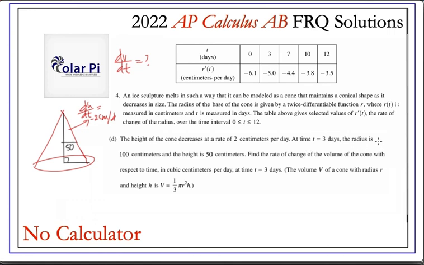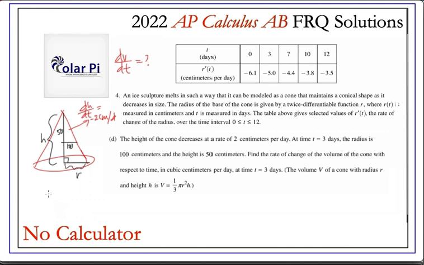the height. Wait, what? The radius is 100 centimeters, and the height is 50. Okay, so do we mean the height is 50 from here, or do we mean the height is 50 from here? I'm going to go with the latter. So at time t equals 3 days, the radius is 100 centimeters. Let's say time t equals 3 days is here right now. So this is 100, well, this is 50, right?